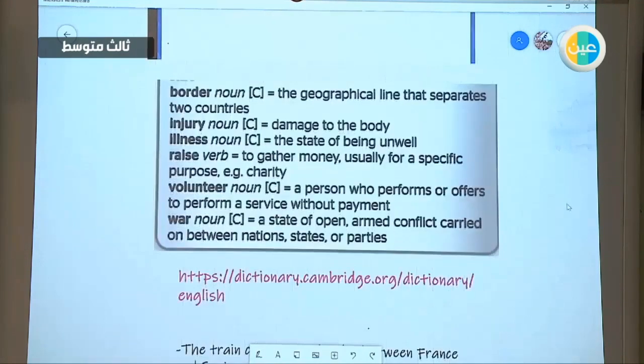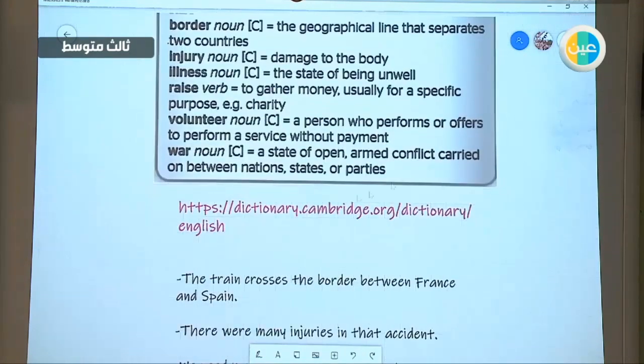While, as I said before, you can find an online dictionary, for example, on the Cambridge dictionary website. You can find the words there, and it also will provide you with the correct pronunciation for the word, either in American English or in British English. That will help you to practice your pronunciation at home.